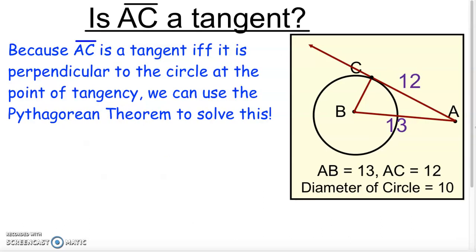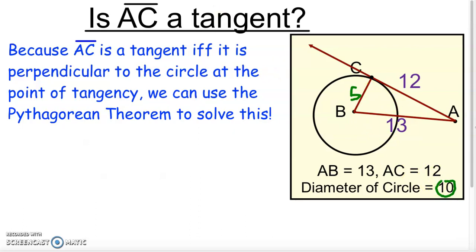So we can use that as a test. I want to know if segment AC here is a tangent. I know the distance between A and C is 12 units. I know the distance between A and B is 13 units. And I know the diameter of the circle is 10. So if the diameter is 10, then the radius is half of 10, which means the distance between B and C has to be 5.